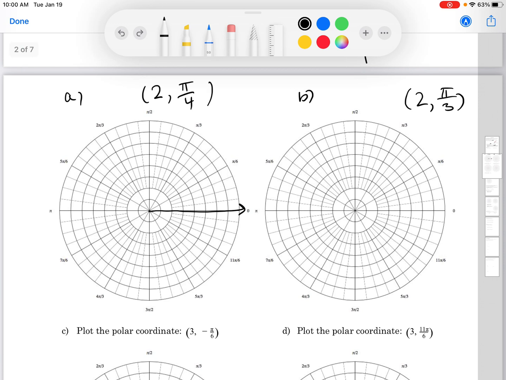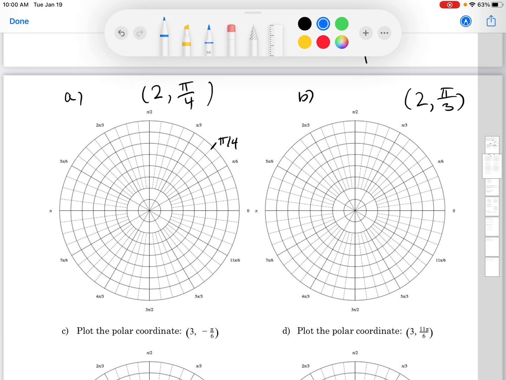And if you notice, our whole grid looks different. Pi over 4 would be here, right? So what we want to do is plot a radius of 2 out. So I'm going to erase that. We know that pi over 4 is that spot right there. So pi over 4 is this angle over here. And we want a radius of 2.